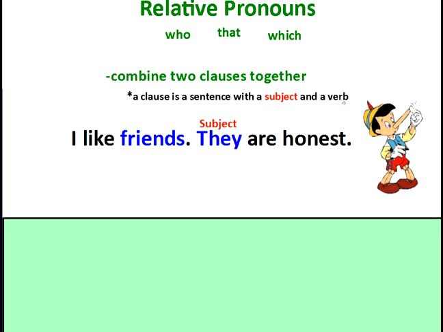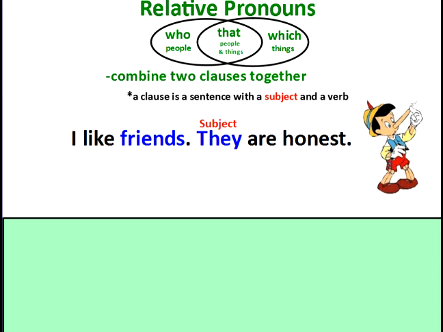It's a sentence. Now, something that we need to know about these relative pronouns is that they're used for different reasons. When we're talking about people, we need to use the relative pronoun who. If we're talking about people or things, we can use that. So that is very flexible. It goes for both. And if I'm talking about things, I need to use the relative pronoun which.